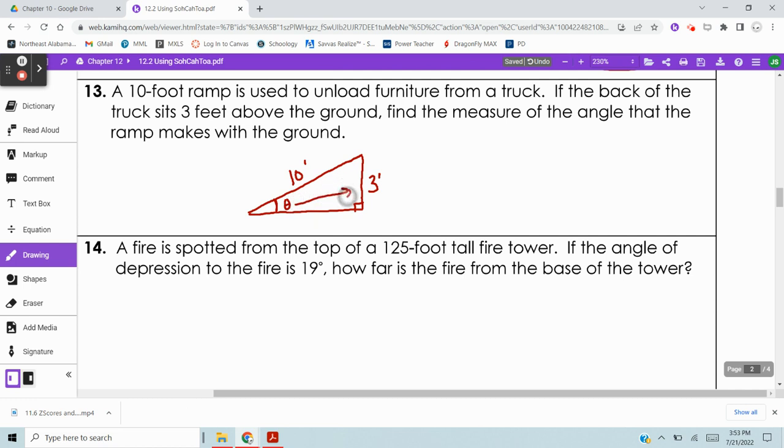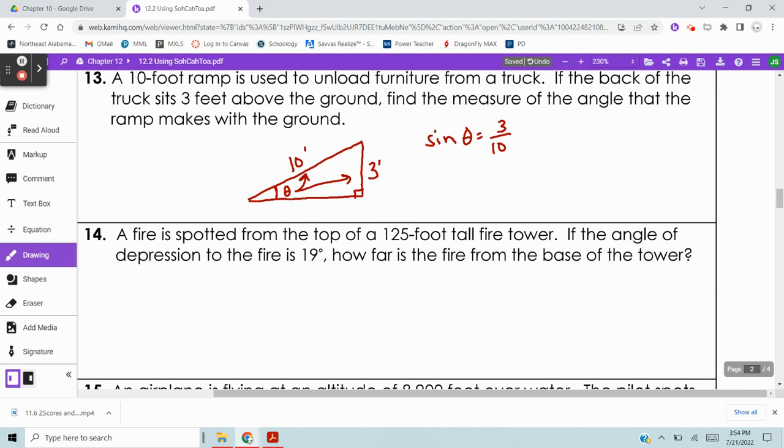We are dealing with an opposite and a hypotenuse. So again, that would be a sine problem. The sine of my angle is equal to opposite over hypotenuse. Since we are looking for an angle, in order to get my sine to the other side, we will turn it into an inverse sine, the inverse sine of 3 over 10, and simply type that in our calculator, and we get a 17.5 degree angle.